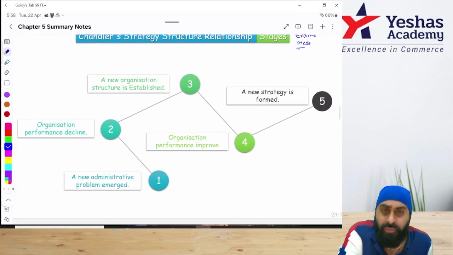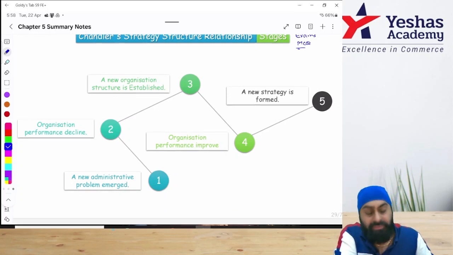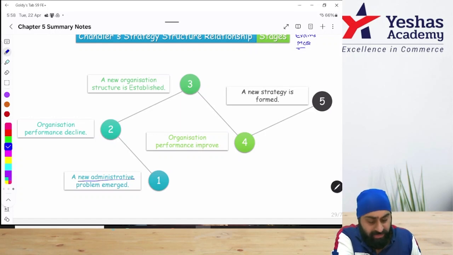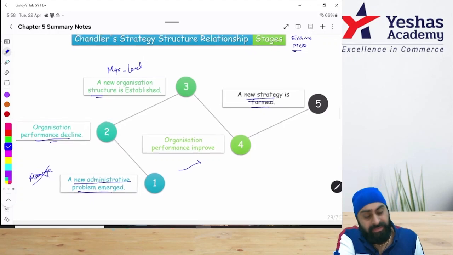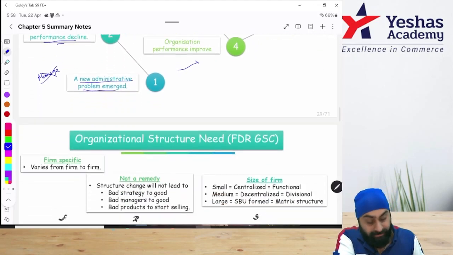Now, first of all, what is an organization structure? What happens in an organization? A new administrative problem has arisen. You're not able to manage it properly. Since you're not able to manage it properly, the organization's performance starts declining. Then what you do is you try to make a new structure. You try to find new managers. You create a level of management. Then the performance of the organization starts improving. And according to that structure, you now start to make new strategies. This is the Chandler structure-strategy relationship.